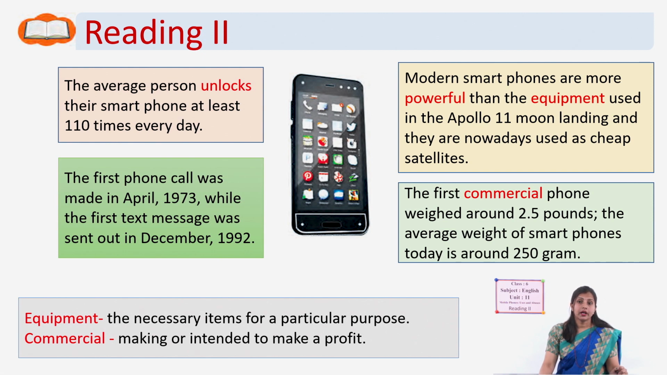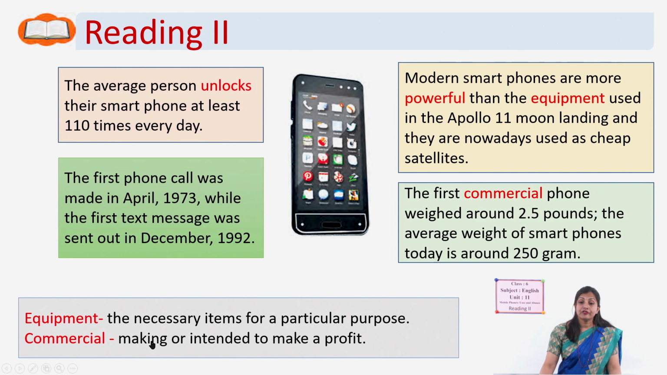Okay, and they are nowadays used as cheap satellites. Means now the scientists don't need to spend so much money to make a satellite, set it in space and observe the activities. It can be done to some extent using smartphones only. So, they are known as cheap satellites also.